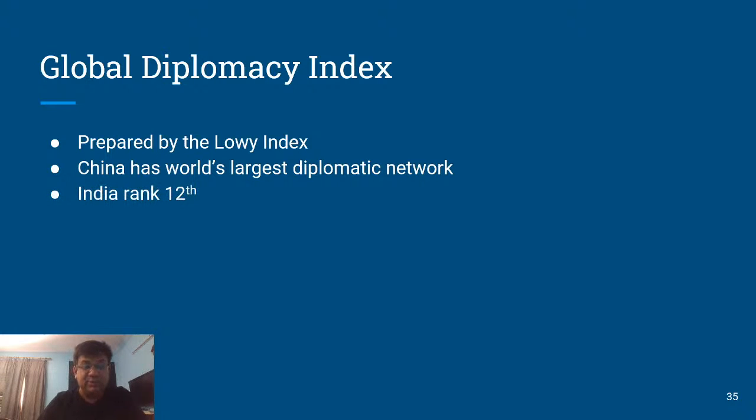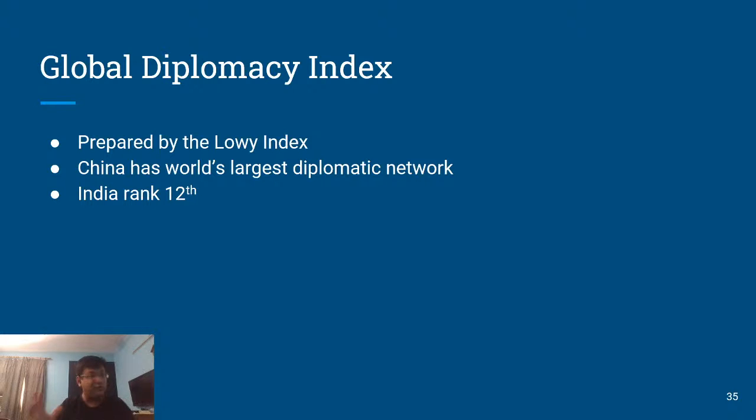China has the world's largest diplomatic network as per this index. India's rank is 12th, so not bad at all. In fact, USA was number one until recently. China has displaced USA, but India's rank is really impressive at 12th. So probably the best ranking we've had so far among all the indexes done.